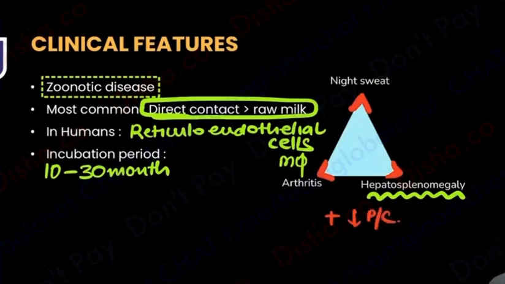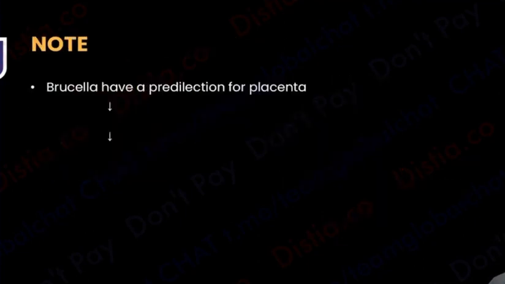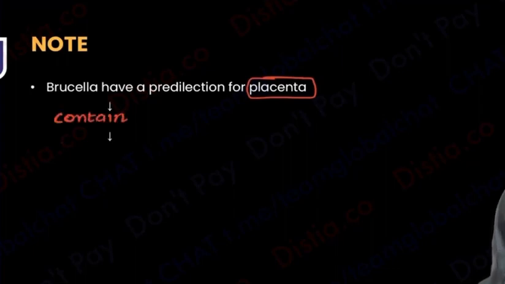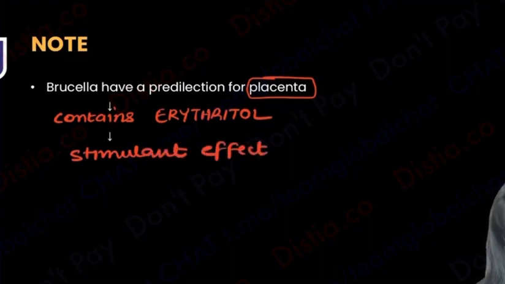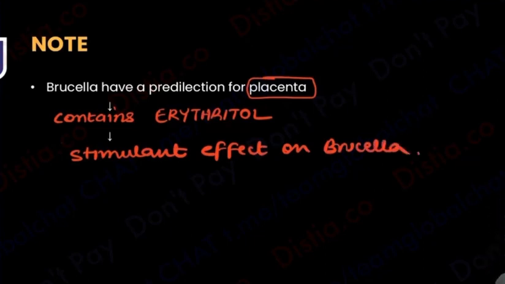Also, you must have seen that this is very dangerous just in case someone is pregnant. So they have a predilection for the placenta. Why? Guys, do you know the placenta contains something known as erythritol, and erythritol has a stimulant effect on Brucella. So they did this study and saw that in animals, the Brucella was growing more in the placenta because the placenta provides erythritol, and the same can be seen in humans also.